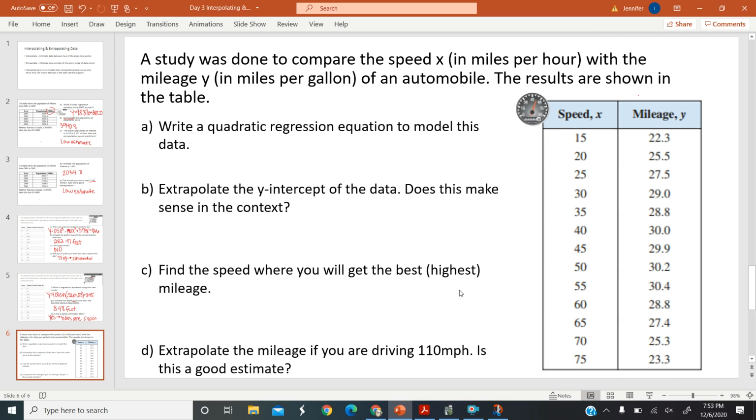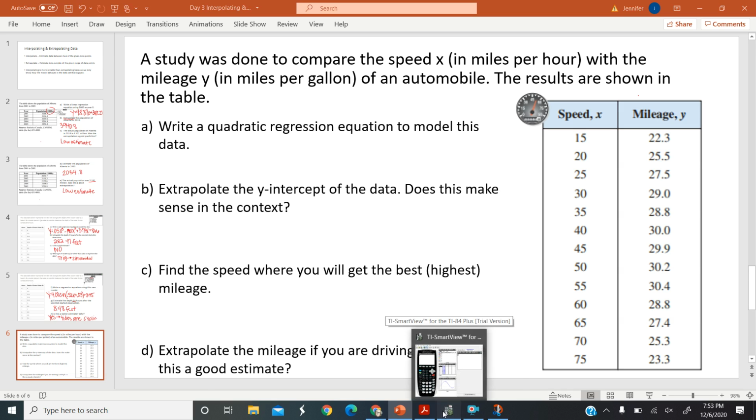And now we are to our last example. So this one is talking about a study done to compare the speed with the mileage, which is the number of miles per gallon that you're getting in a car. And the results are shown in that table. So the first thing it wants you to do is write a quadratic regression equation to model the data.